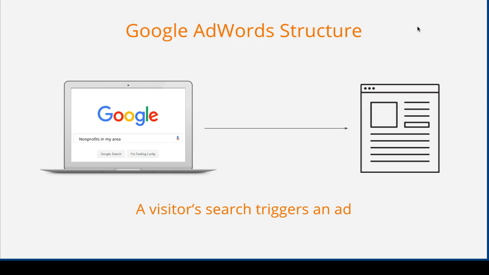And then the third part, we're going to be talking about implementation. So we'll actually urge you to jump into your own AdWords account and walk through with us how to build some campaigns, ad groups, and keywords. So let's jump right into the first part of learning more about the Google AdWords structure.